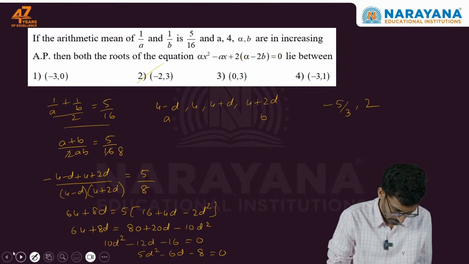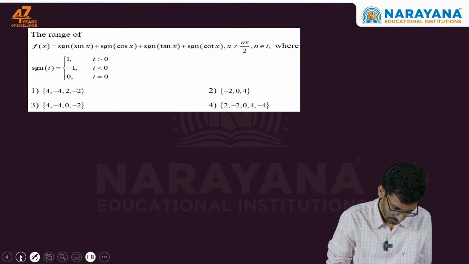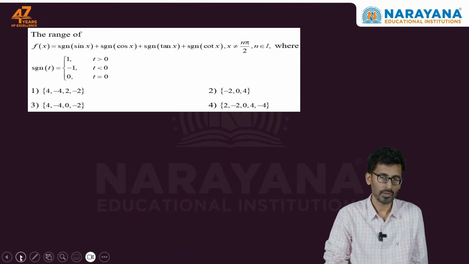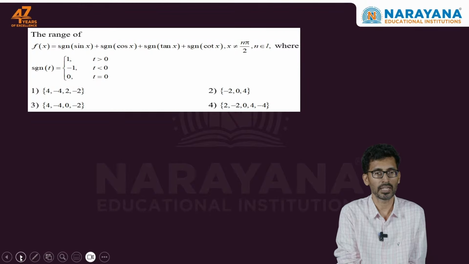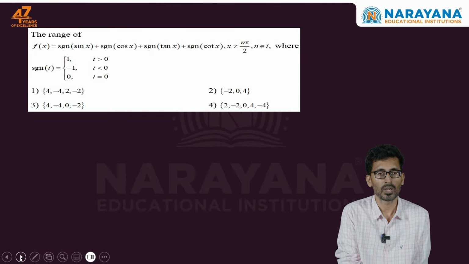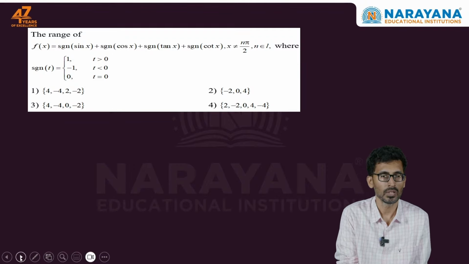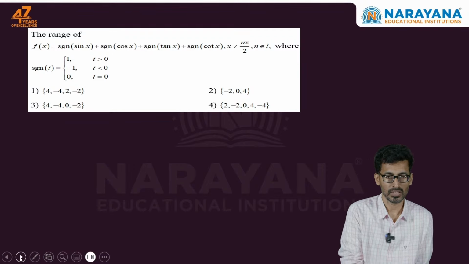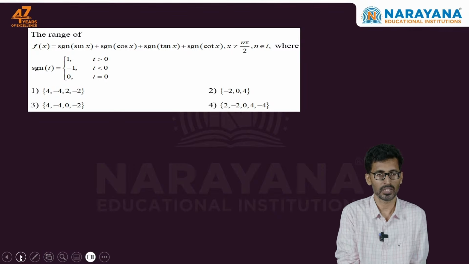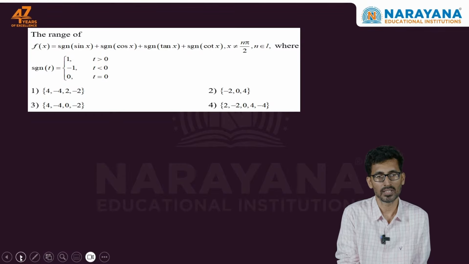Okay, let us see the next question. The range of f of x is equal to signum of sin x plus signum of cos x plus signum of tan x plus signum of cot x, where x is not equal to n pi by 2. We know what signum x is: when x is greater than 0, it is 1; when x is less than 0, it is minus 1; when x is equal to 0, it is 0.